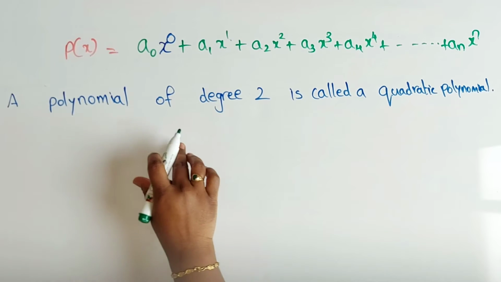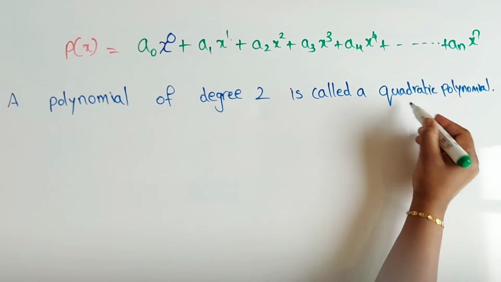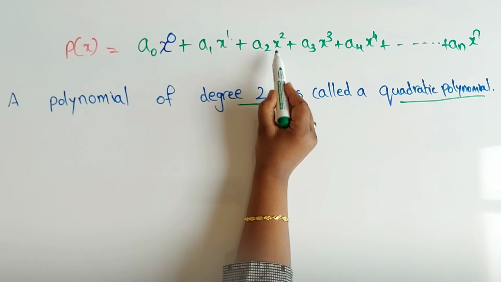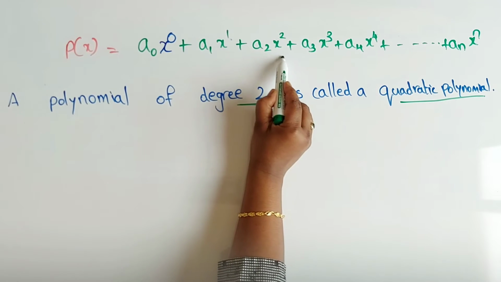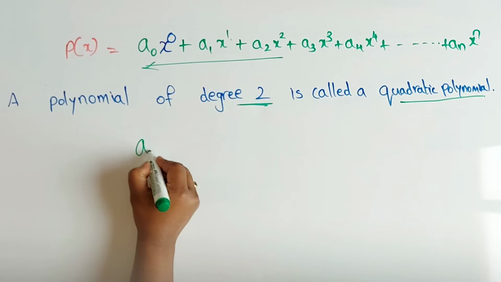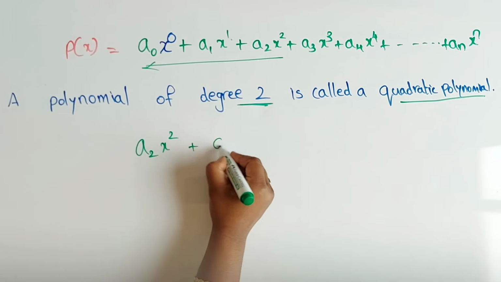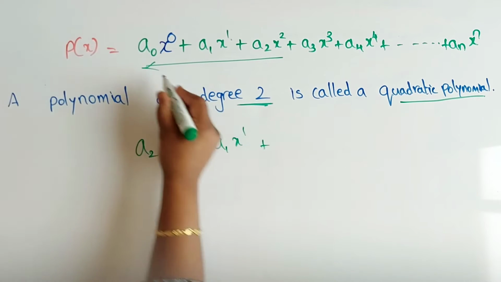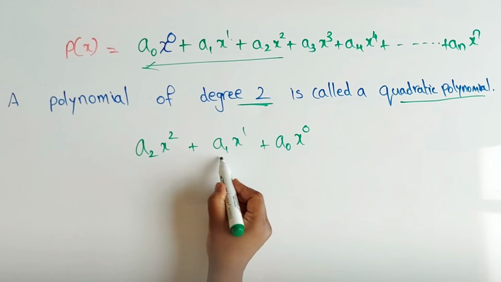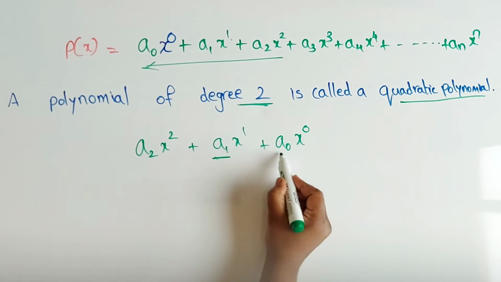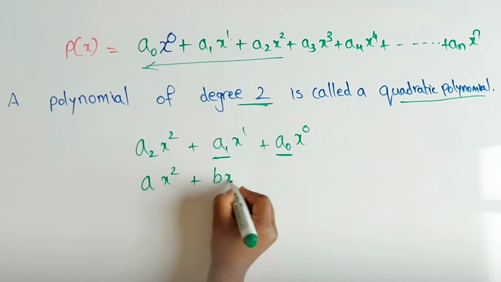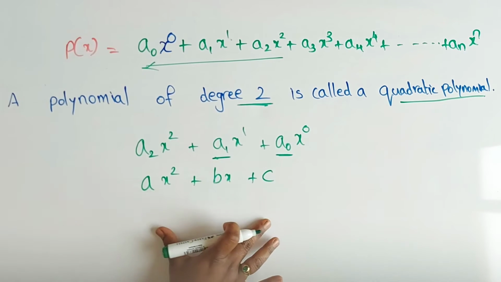A polynomial of degree 2 is called a quadratic polynomial, children. Degree 2, right? Here where is degree 2? X square. So from here we have to write the polynomial. a2 x square plus a1 x power 1 plus a0 x power 0. Here already we have a, no? Let's change these constant names. Ax square plus bx plus c is the polynomial, children.